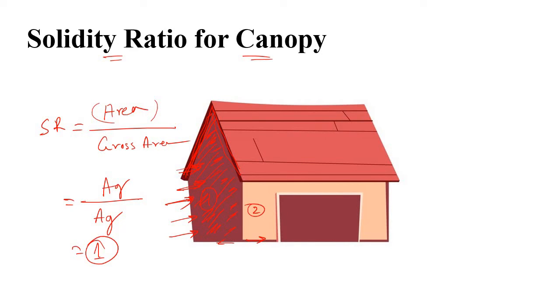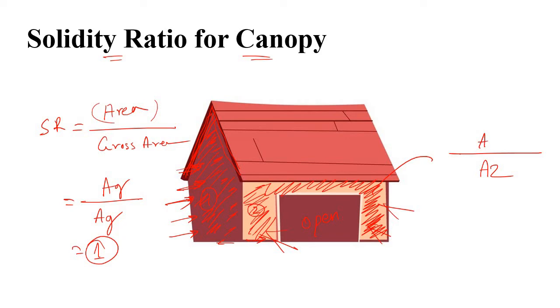Now let's say wind is flowing normal to this end. The gross area of this side, or side 2, is let's say A2. The obstructed area is only this much. The remaining area has some opening. So of course the obstructed area is less than A2, let's say A2 dashed. If the opening is 100%, in that case the solidity ratio is 0. Now you have learned how to calculate the solidity ratio for a canopy structure, and always you have to consider the wall or the end normal to which the wind is flowing.